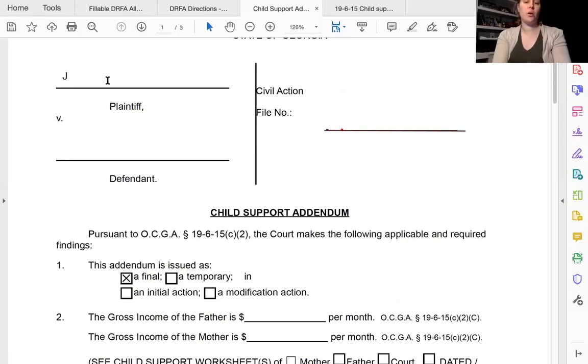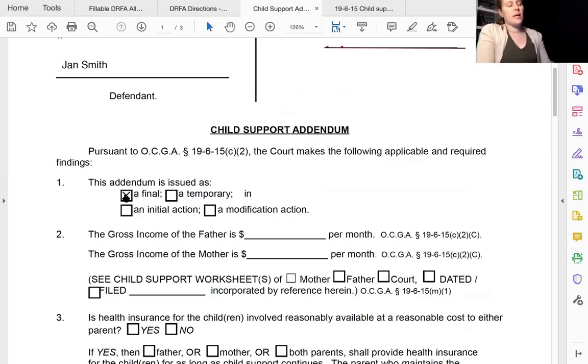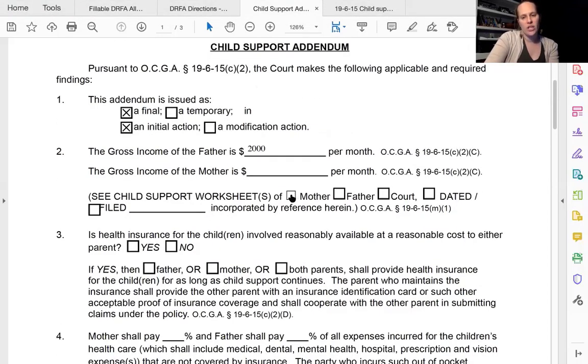So again, we had Joe Smith, we have Jan Smith, we have our whatever number it was. If this is a final, which in your TPOs, they're finals. It's either an initial or a modification. We had initial. Remember, these are the numbers that were in your child support worksheet. Apparently, my worksheet is not entirely fillable, so I'm gonna have to fix that. And then the child support worksheets of whoever submitted it.